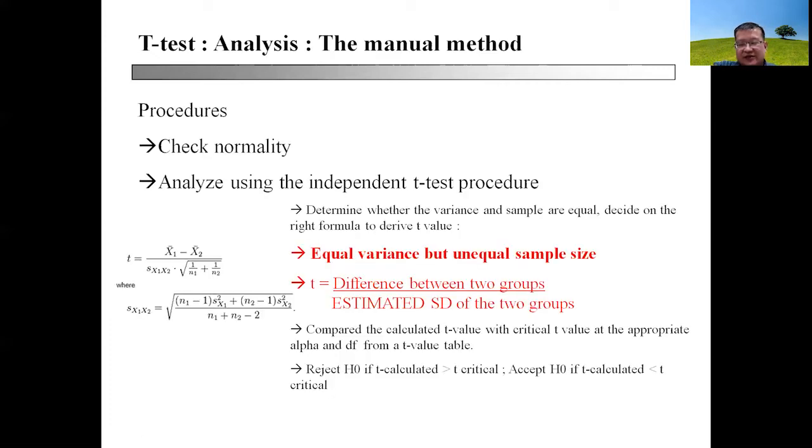In the second scenario, whereby you have equal variance but unequal sample size, then the formula will be slightly modified for this particular purpose. Note this, all these texts in red.